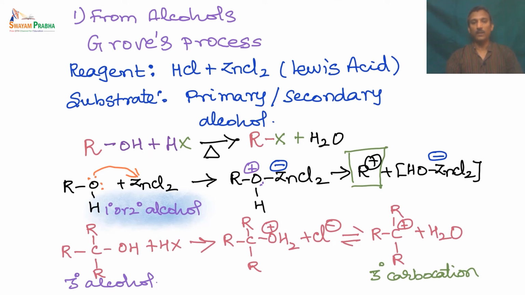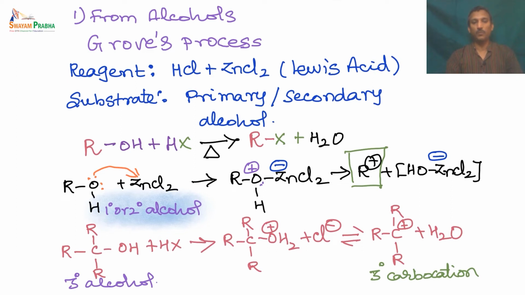And we also have another case of tertiary alcohols. In the case of tertiary alcohols, we don't need to use the zinc chloride. The zinc chloride is not required because the carbocation can be easily formed.